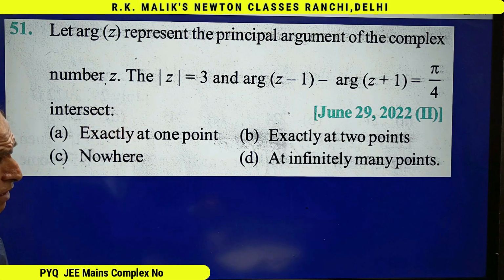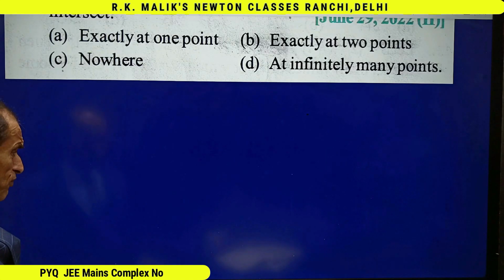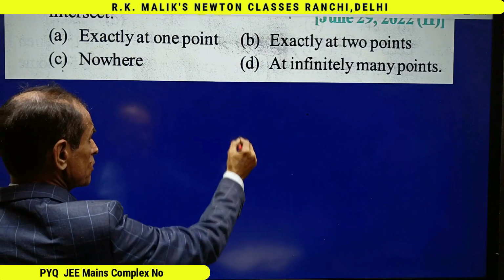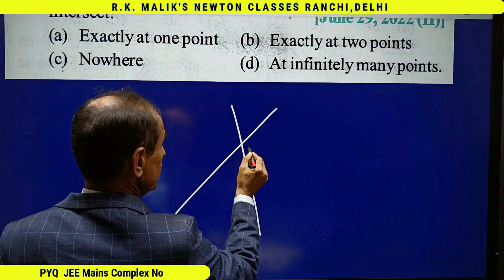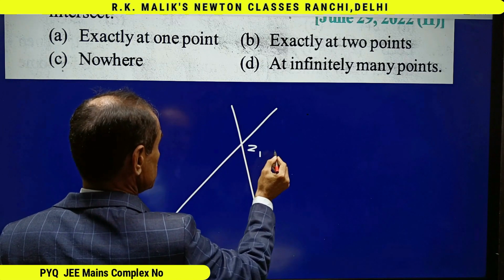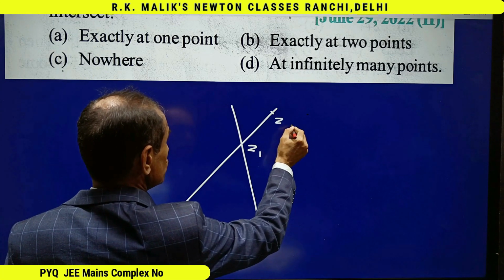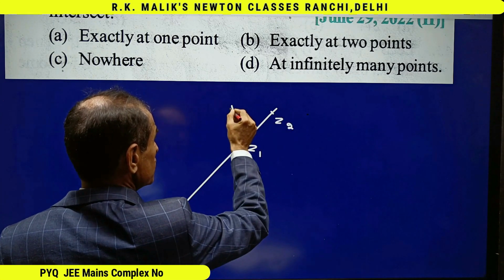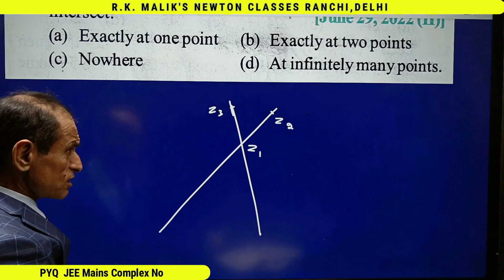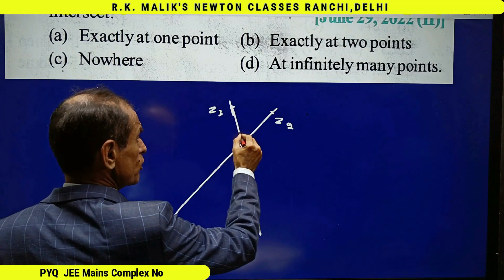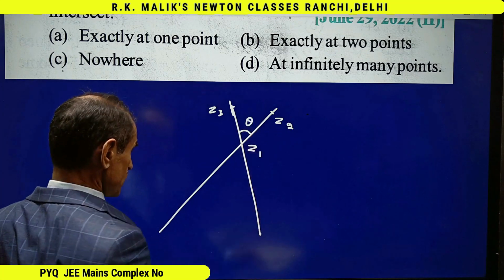It's very obvious. The main thing is to understand that concept, so let me explain this concept first. Suppose there are two lines and the point where they are intersecting has complex number z1, z2 is some other point on this line, and z3 is some other point on this line. And suppose you have to find this angle.